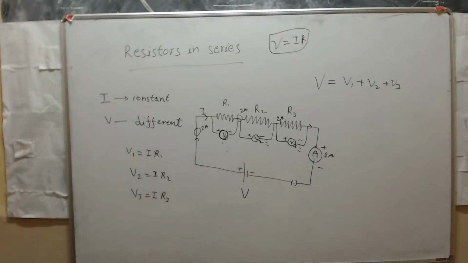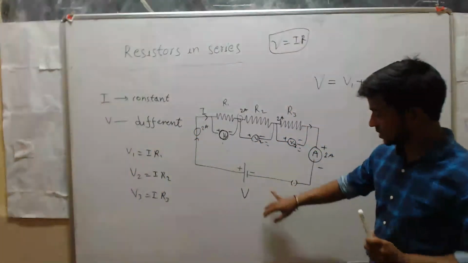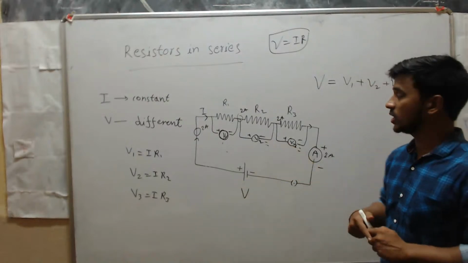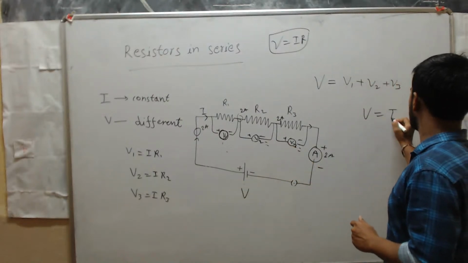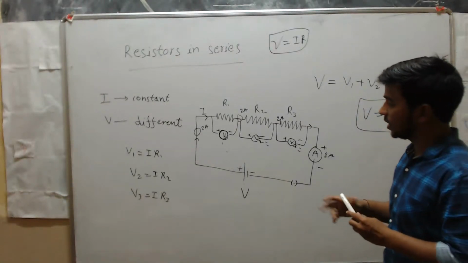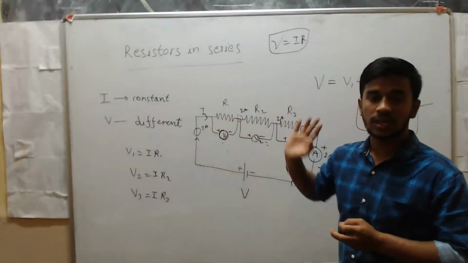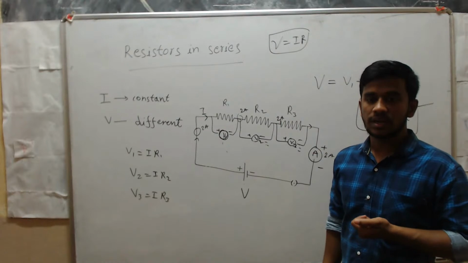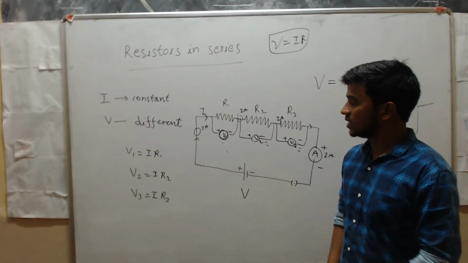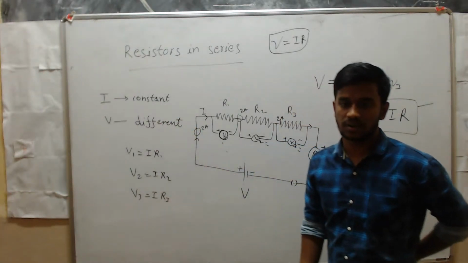Now suppose I ask you to calculate the voltage for the overall circuit. For the overall circuit, you have to use V equals I into R. This formula is for the entire circuit, and V1, V2, V3 are for individual resistors. So when resistors are in series, current is constant and voltage is different.